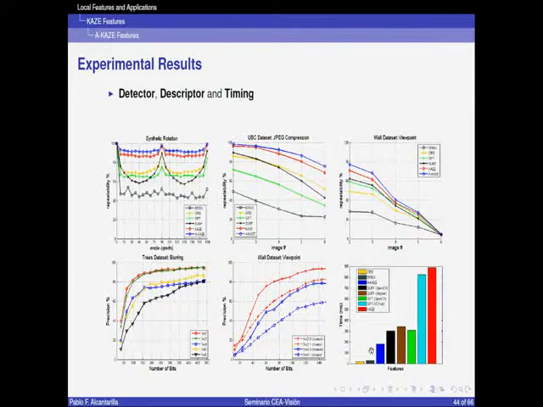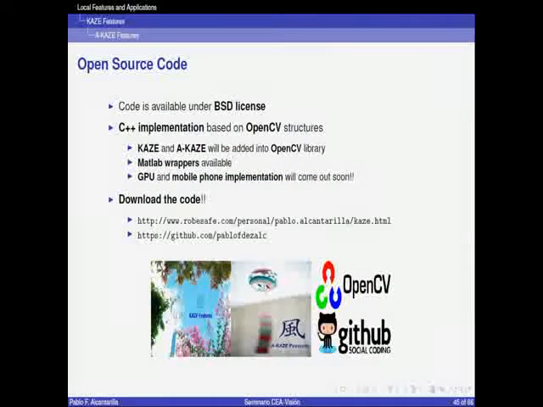The good news about KAZE and AKAZE features is that this is an open source project, so the code is available under the BSD license. That means that you can freely take KAZE or AKAZE code, use it for research purposes, or even use it for commercial applications, and you don't need to pay me anything. The code is based on a C++ implementation using OpenCV structures. KAZE and AKAZE, both methods will be added into the OpenCV library.